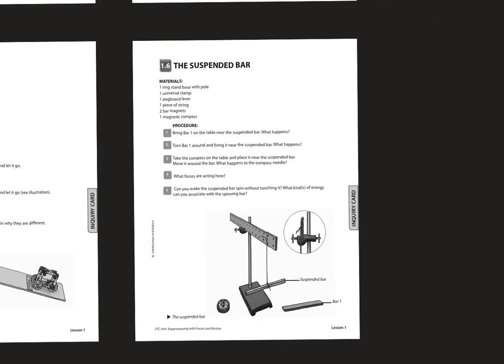On 1.6, this is the suspended bar. You're going to be making notes on what happens when you bring bar 1 close to the suspended bar. You're going to flip bar 1 around and use the other side and see what happens there. Again, you're making observations based on your student sheet. So roll through these. If you get stuck, let me know.